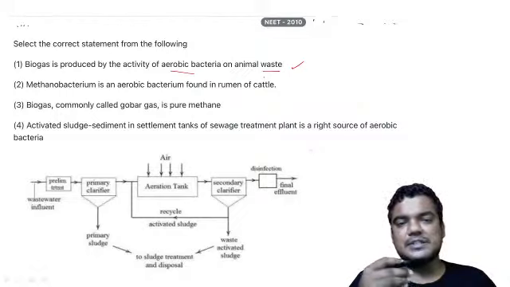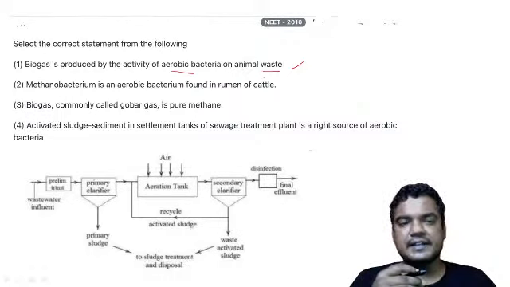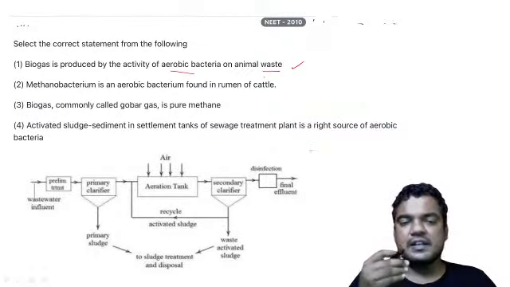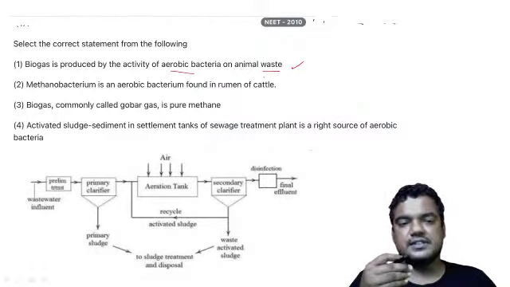The second one: methanobacterium is an aerobic bacterium found in the rumen of cattle. So they said that methanobacterium is an aerobic bacterium which is found in the rumen of cattle. Third one is biogas, commonly called gobar gas, is pure methane, they said. And fourth one, activated sludge sediment in settlement tanks of sewage treatment plant is a rich source of aerobic bacteria.